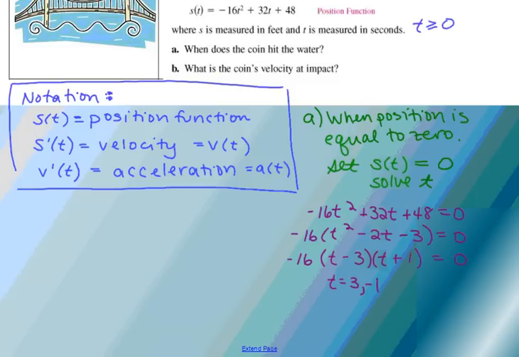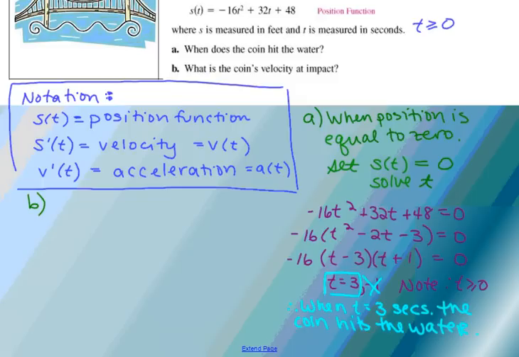Okay, but we said that t had to be greater than or equal to 0. So that means the only one in this case that we care about is t equal to 3. So we're going to eliminate the negative 1. It doesn't make any sense in this case. Okay, so our conclusion, when t equals 3 seconds, or after 3 seconds, the coin hits the water. Okay, so there's part A. All right, so let's look at part B.